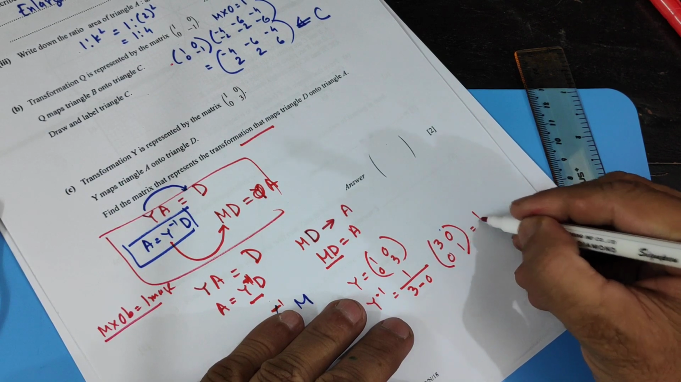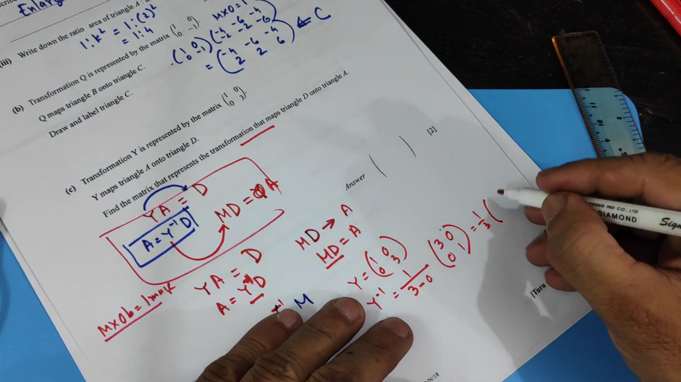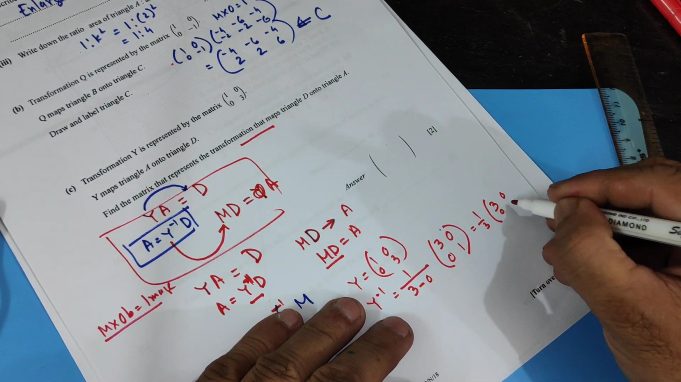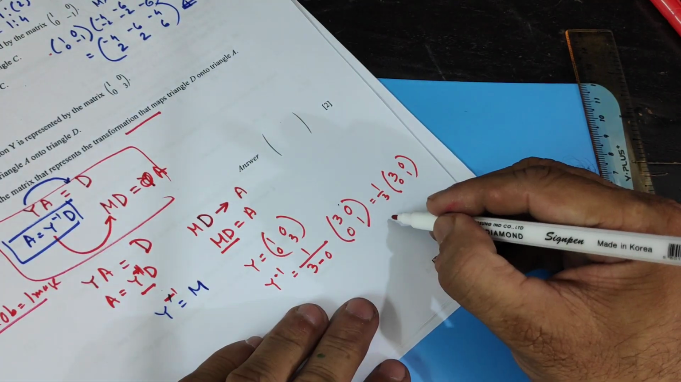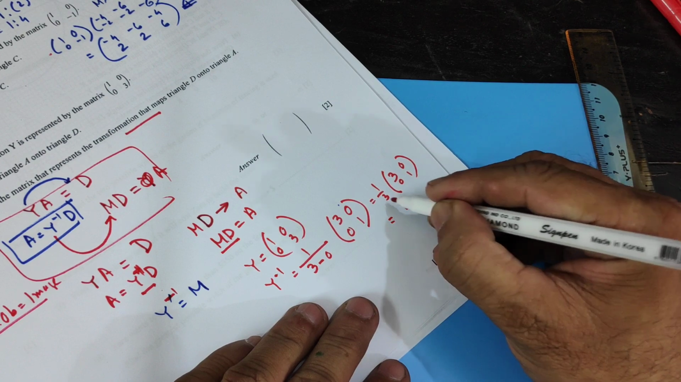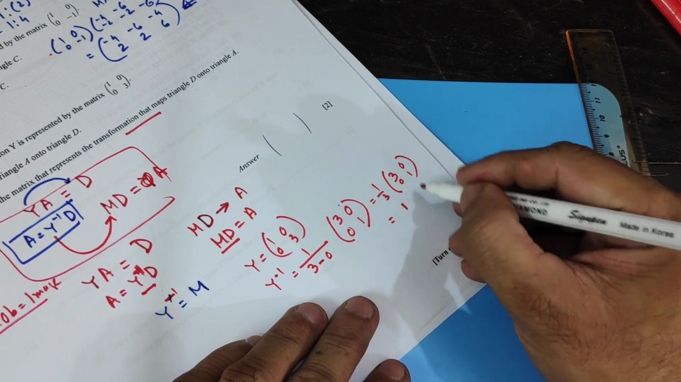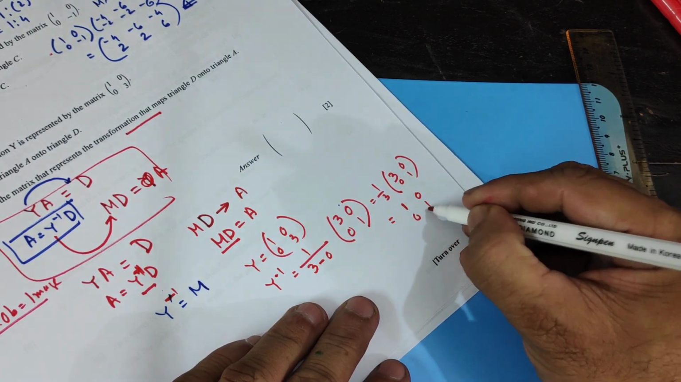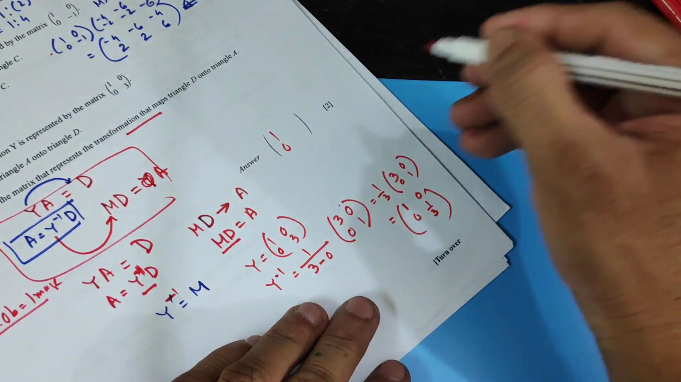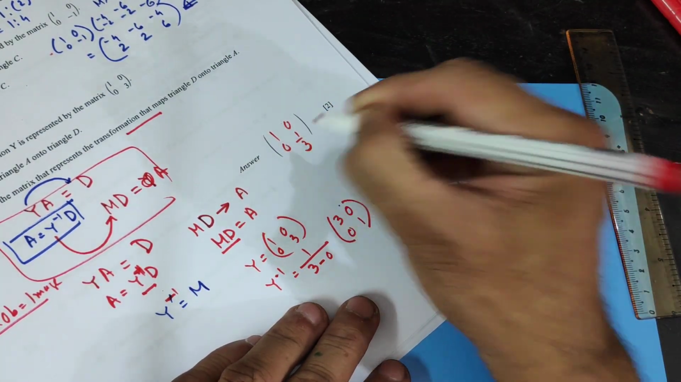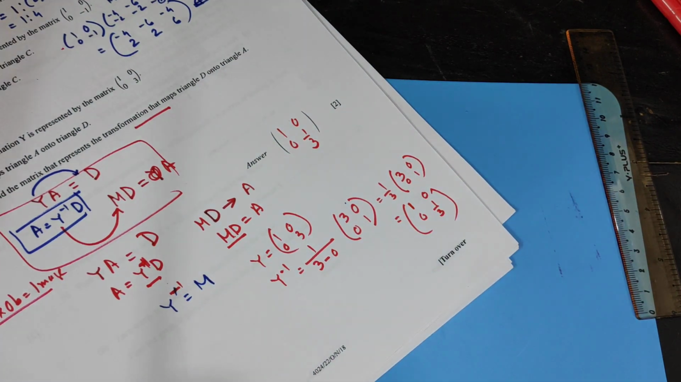So it's going to be 1 by 3, then 3001. You can either keep it like that or you can just multiply that. This is going to give you 1, and that's going to be 0, that's going to be 0, and that's going to be 1 by 3. So this matrix is going to be 1 0 0 1 by 3. Okay, so this one is done.